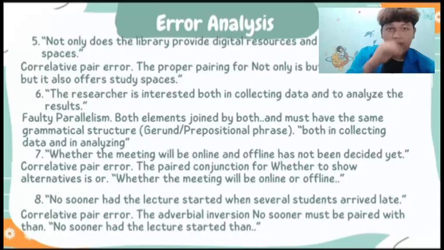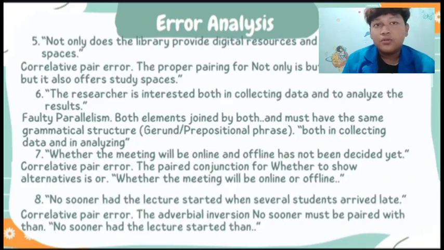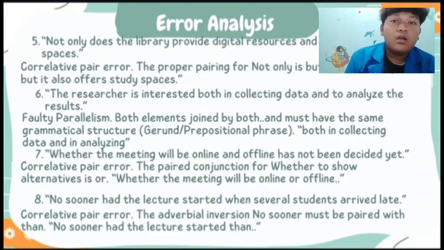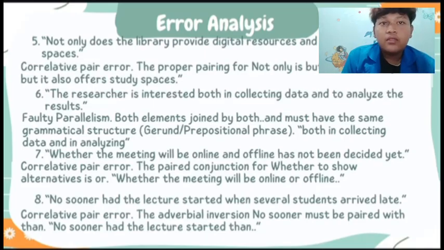And number eight, no sooner had the lecture started when several students arrived late. It is a correlative pair error too. The inversion no sooner must be paired with than. So it should be no sooner had the lecture started than several students arrived.